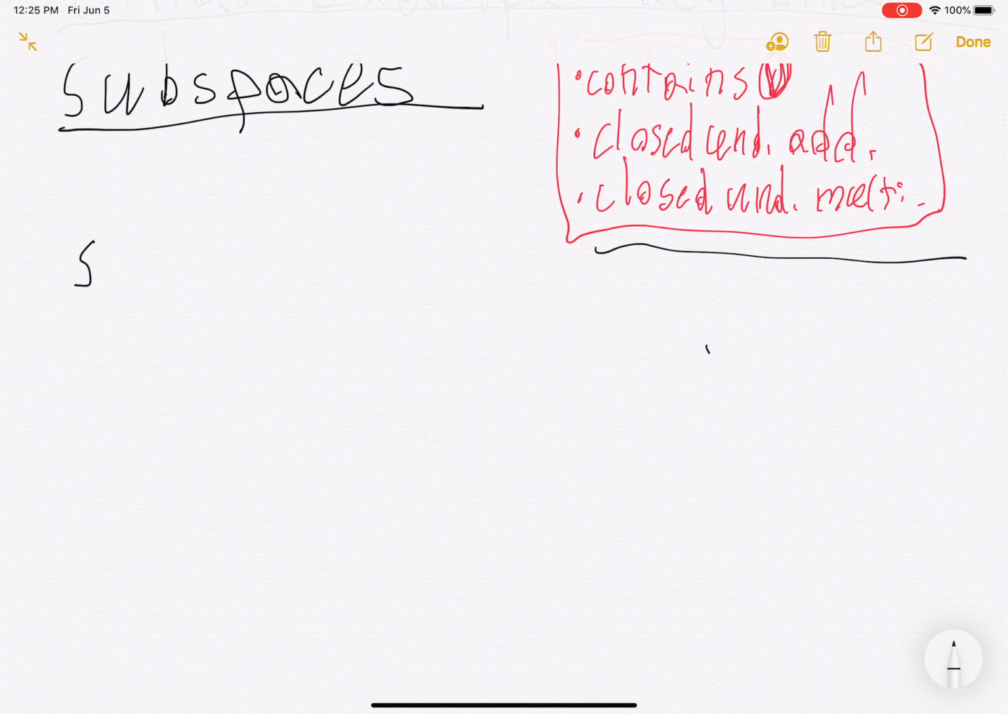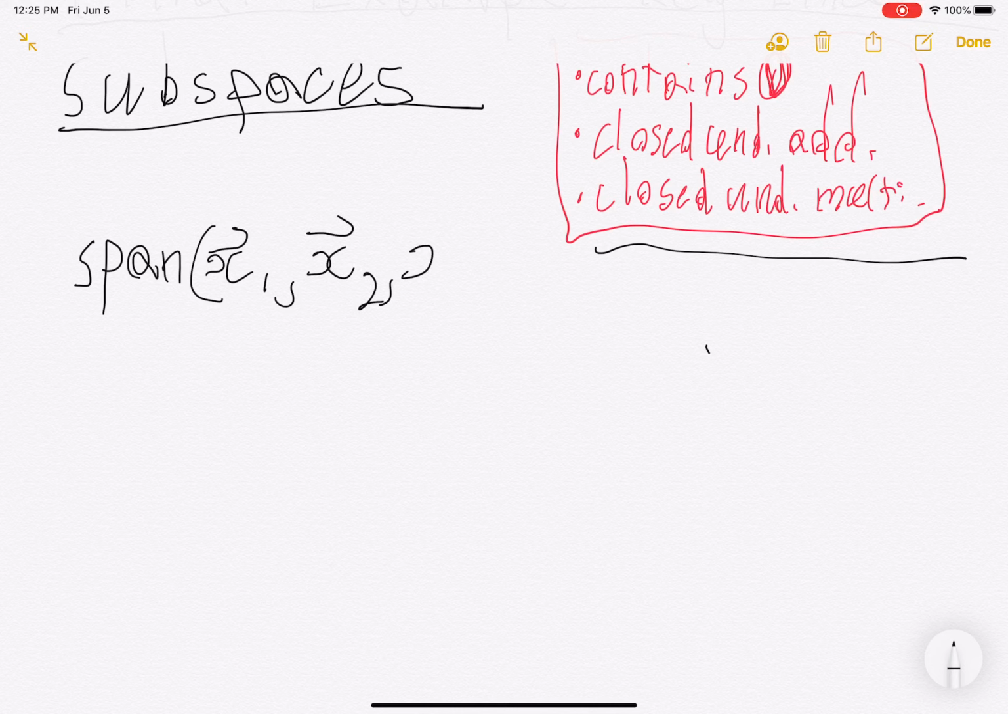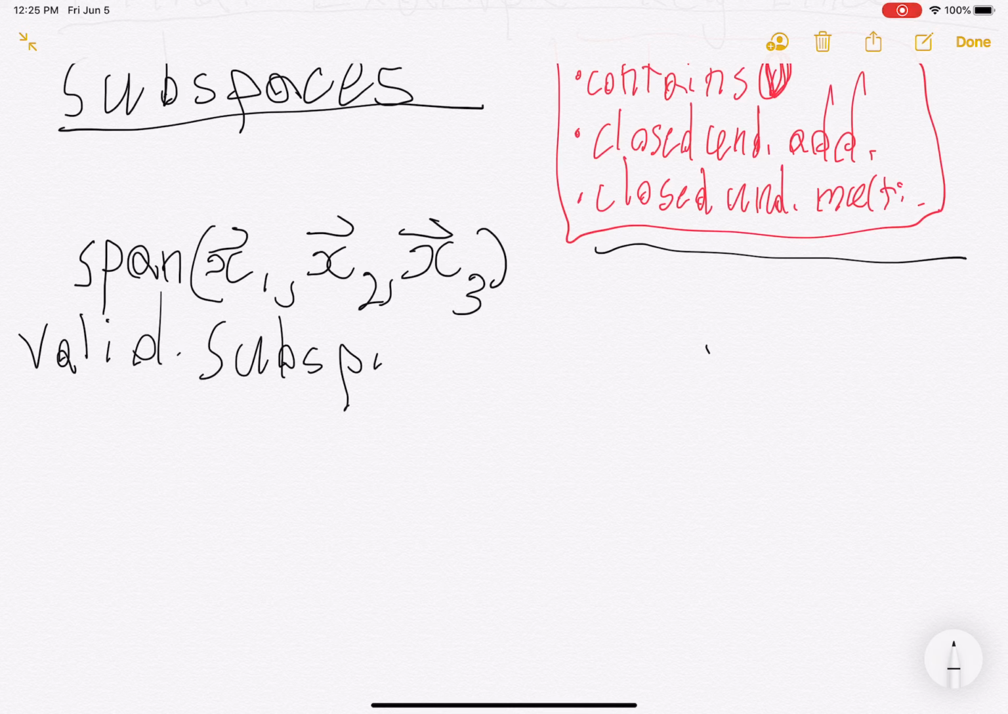This is actually also going to be a review of what span is. So the span, let's consider the span of vectors x1, x2, and x3. And we want to ask, is this a valid subspace of Rn?